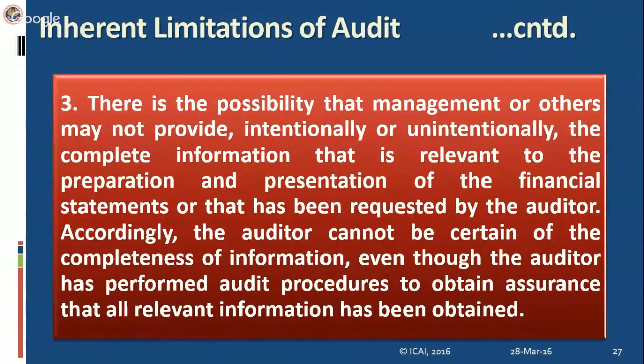There is another example. There is a possibility that management or others may not provide, intentionally or unintentionally, the complete information that is relevant to the preparation and presentation of the financial statements, or that has been requested by the auditor. Even though the auditor has performed his audit procedure to obtain assurance that all the relevant information has been obtained, he cannot be certain of the completeness of the information. He may be asking for the documentation, for the information from the management, but he cannot be assured that the information provided by the management is actually full or complete or incomplete. He cannot be assured of that.